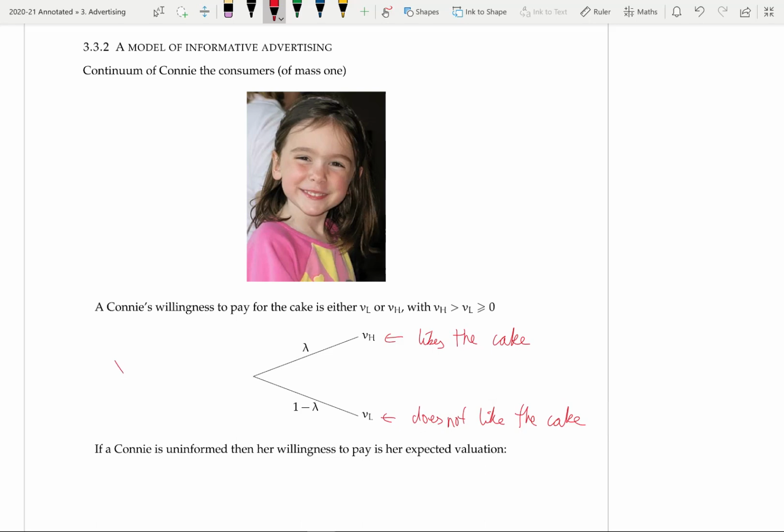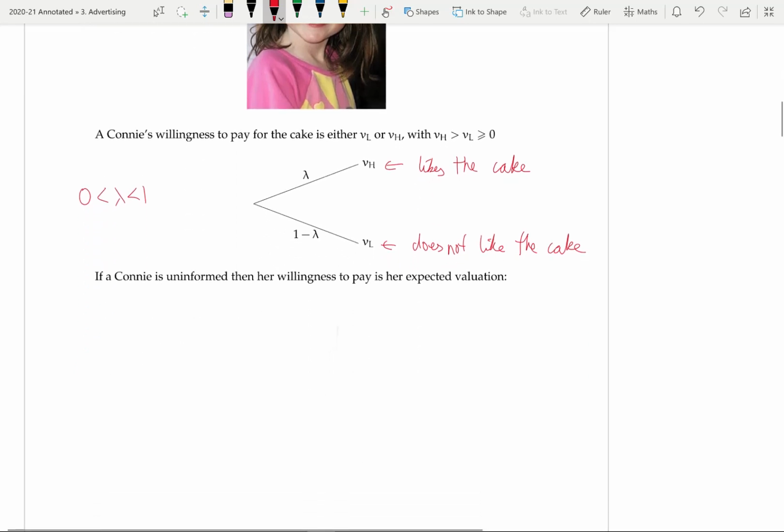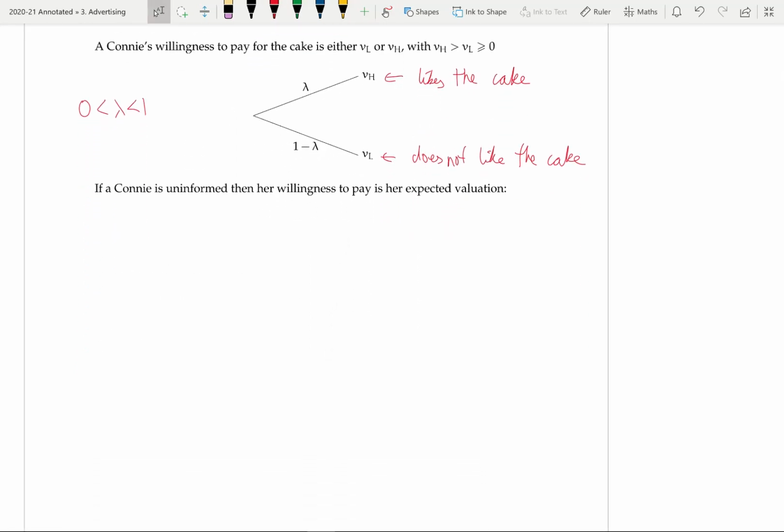Lambda here is the proportion of Connies with a willingness to pay equal to VH. For each individual Connie, it is the probability that they like the cake. And 1 minus lambda is the proportion of Connies with a willingness to pay of VL. If Connie is uninformed about her willingness to pay, then she is willing to pay her expected valuation. Connie is a very smart, almost 5-year-old, so she knows how to calculate expected valuations. Her expected valuation V bar is equal to 1 minus lambda VL plus lambda VH.